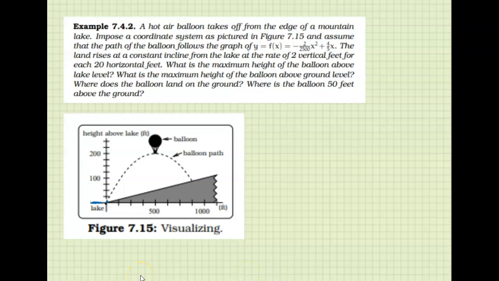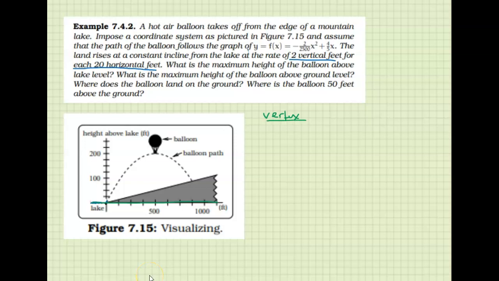The land rises at a constant incline from the lake at the rate of 2 vertical feet for each 20 horizontal feet. So that's the slope of that incline. What is the maximum height of the balloon above the lake level? Alright, so that question is asking what's the maximum height above that axis. So that's code work for where the vertex is. Alright, so let's find the vertex.